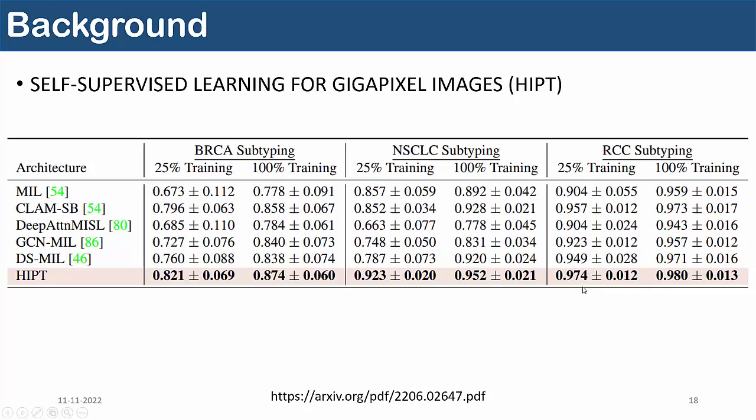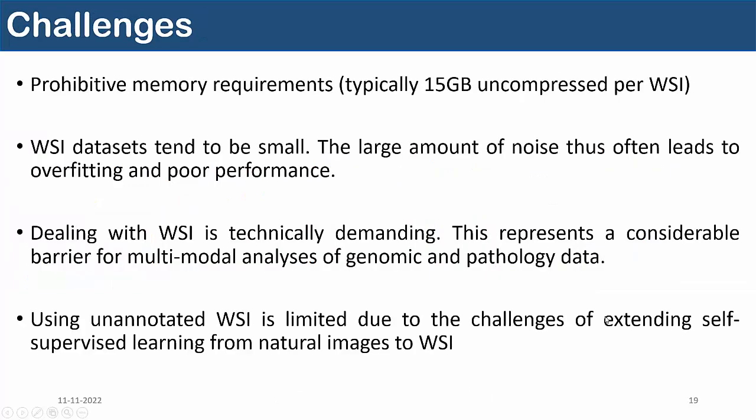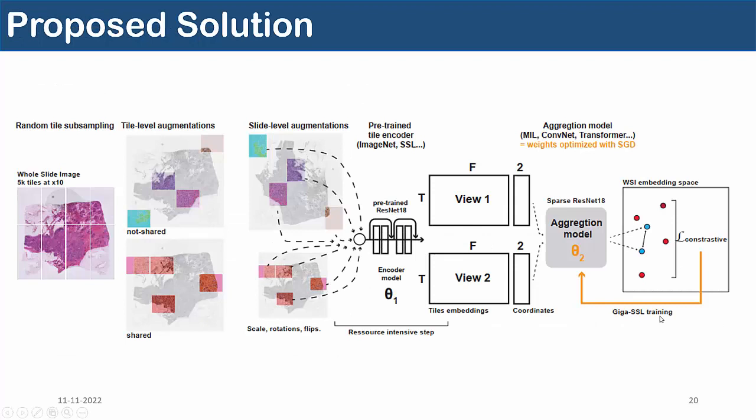So the challenges that we have been discussing in this particular presentation are that the WSI images are huge, and it's very difficult to have them at the same time in the GPU and work on them. And the amount of data available as WSI images is not humongous, and the annotation data that we have is also very limited, and therefore it goes through many problems. So one of the proposed solutions is that which is illustrated in this diagram, and this is called Giga SSL, or the Giga Self-Supervised Learning.